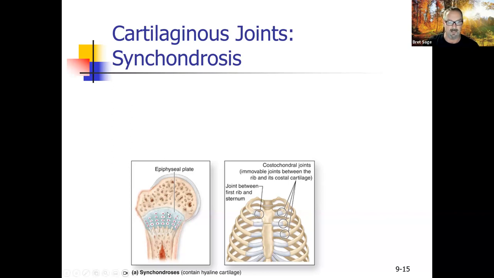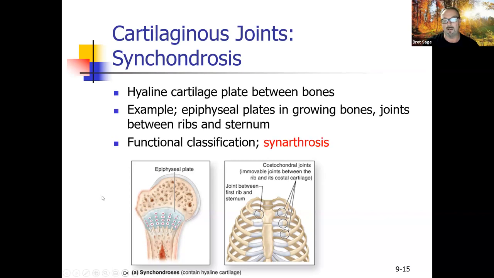The other place that you find this is in the epiphyseal plate, which connects the epiphysis, which is the end of a long bone, with the diaphysis, or shaft of the bone. So it's always hyaline cartilage, a plate between the bones, or a long piece of hyaline cartilage. A good example is the epiphyseal plates and growing bones, or the joints between the ribs and the sternum. The functional classification is synarthrosis because there's no significant movement between these bones other than the flexion of the hyaline cartilage itself. So it's still considered a synarthrosis, even though the cartilage itself can bend slightly, giving a little bit of motion between the ribs and the sternum.